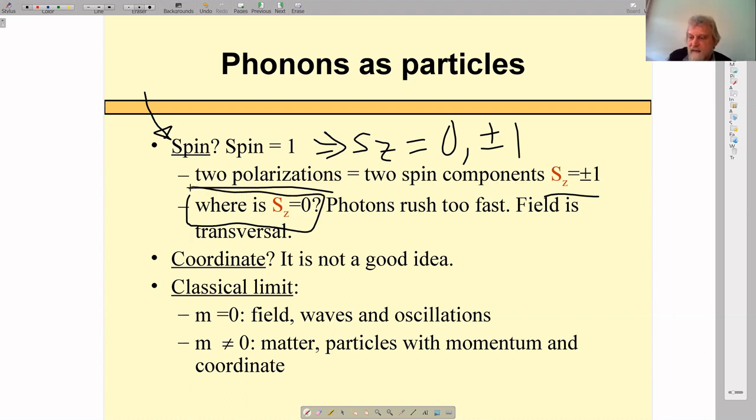The answer is that photons just rush too fast. They always go with the speed of light. They cannot be stopped in our coordinate system. That's why that component is not available for us.